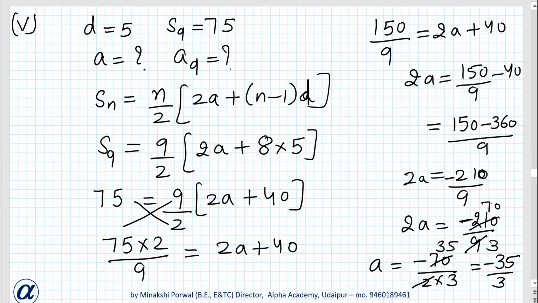We have to find A9. So we know A, we know D, so we can find A9 also.